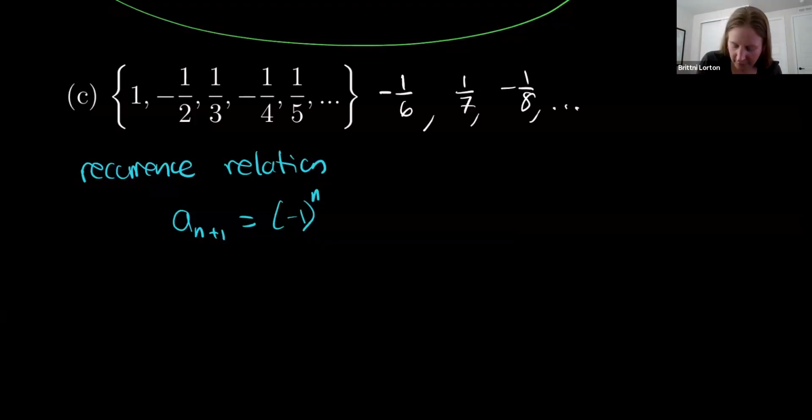Okay, and then I also want to think about what I am doing to the previous term. I'm taking the denominator and adding 1. So I need to flip the fraction. I need to flip the fraction first.